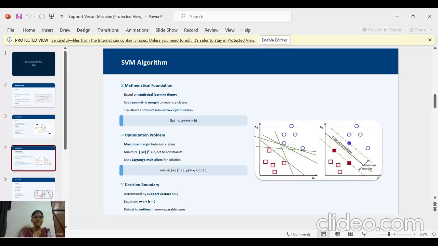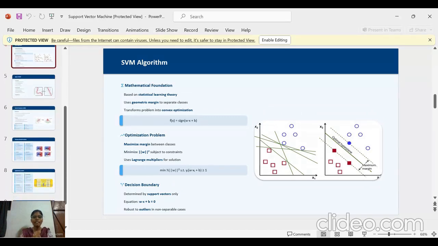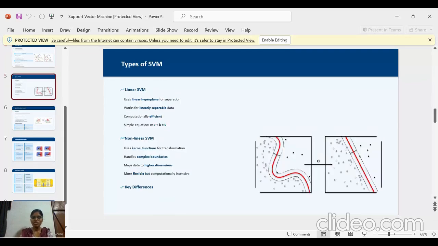Next, a short history of SVM. The concept of SVM was introduced by Vladimir Vapnik and his colleague in 1963, but SVM became more popular during the 1990s when researchers introduced the kernel trick, allowing SVM to solve nonlinear problems. Today, SVM is used in many machine learning applications such as text classification, handwriting recognition, image detection, bioinformatics, and spam detection.